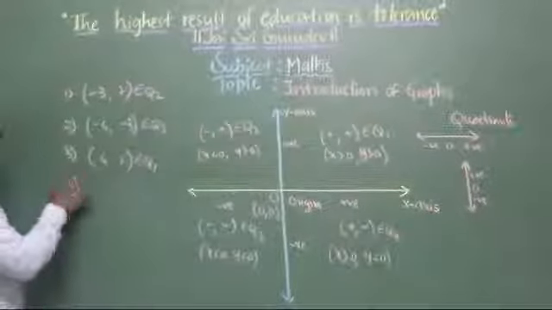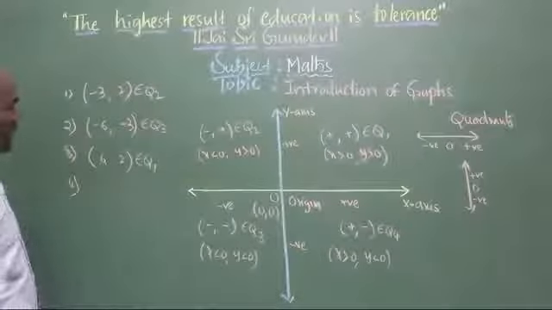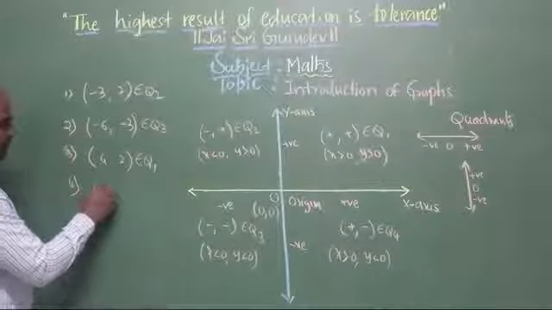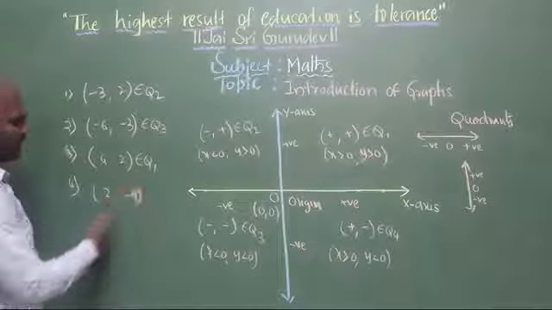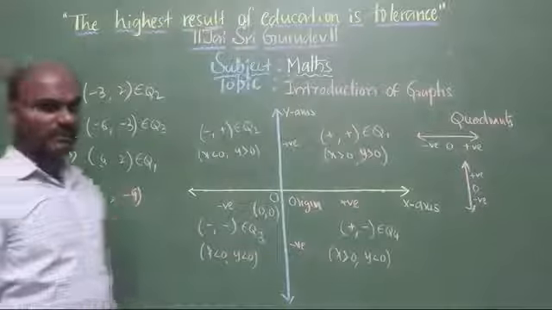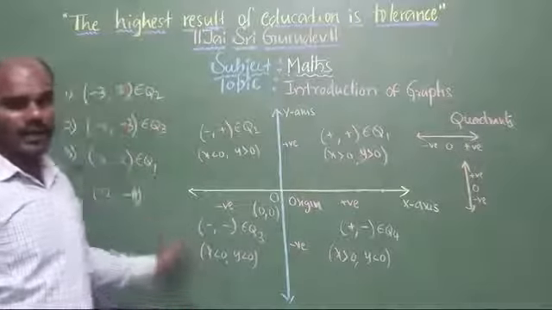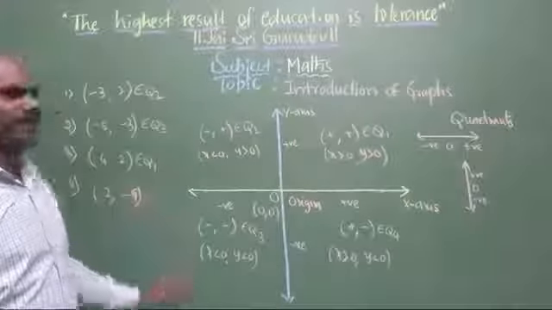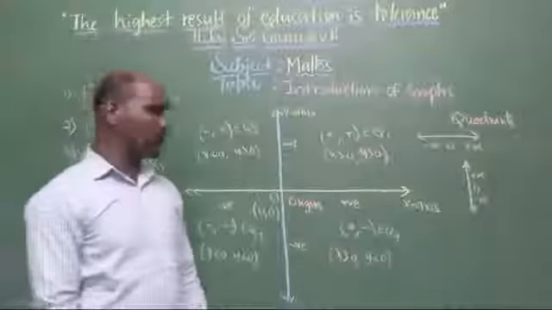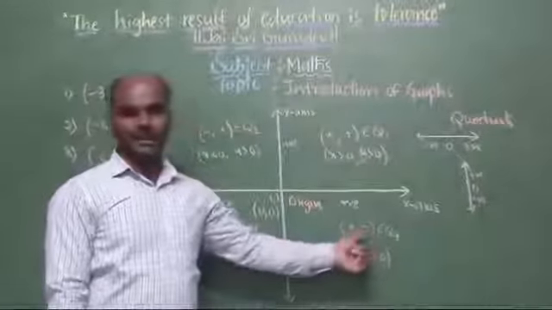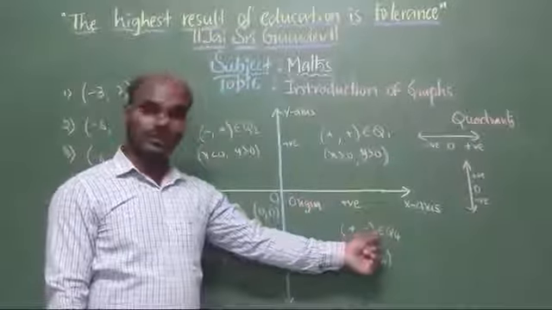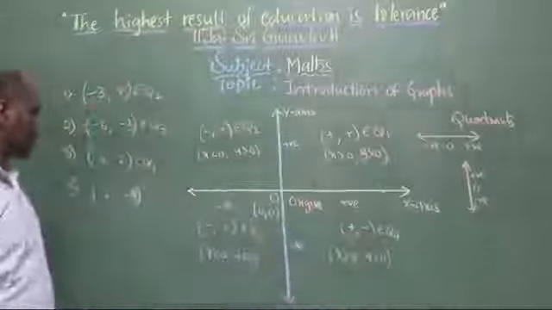The fourth example I am taking is 2 and minus 9. Positive and negative, plus and minus, belongs to Q4.